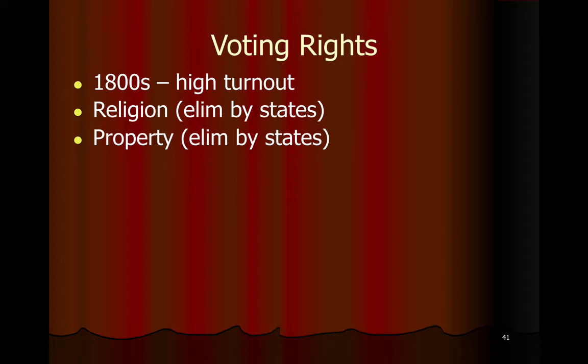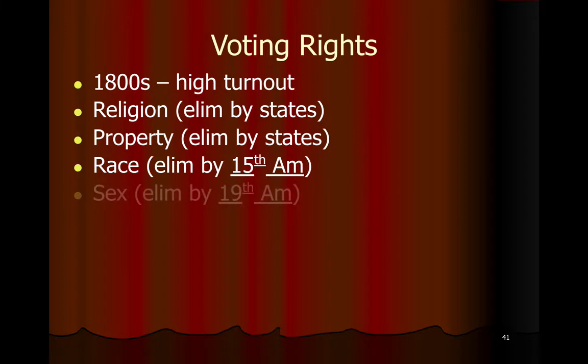The second thing that is eliminated is property. So you used to have to be a property owner, and it used to be that you had to have a significant amount of property. They end up lowering the property requirement and then get rid of it altogether. And again, this is done individually by states, one at a time. We eliminate race and national origin discrimination by the 15th Amendment. This is one of the amendments that is passed after the Civil War. Sex and gender discrimination is banned by the 19th Amendment, which gave women the right to vote.